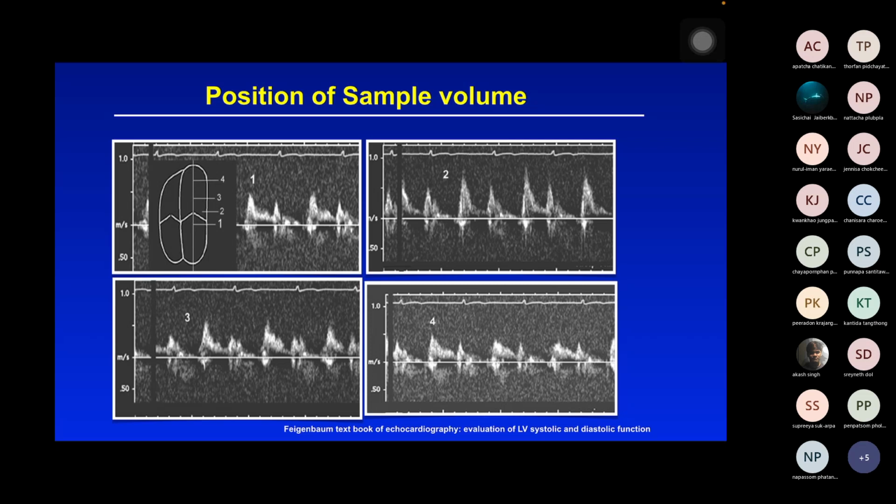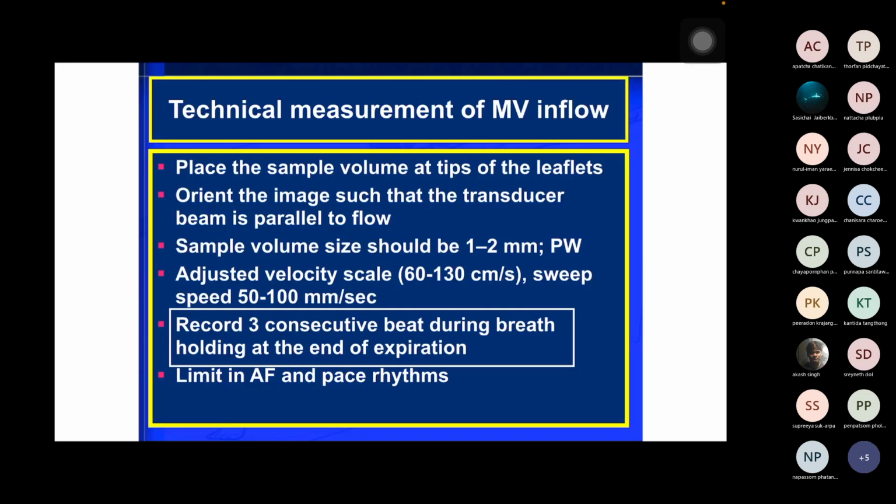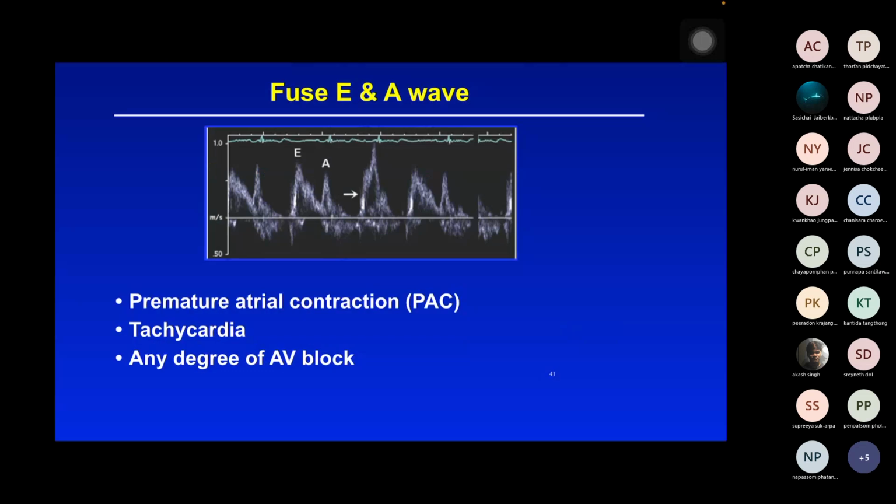Technically, you should record 3 consecutive beats during the whole breathing cycle, at the end of expiration. Sometimes we might see the fused E and A wave in the MV inflow. You see this one.